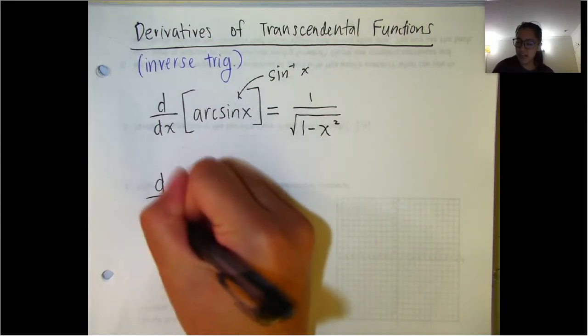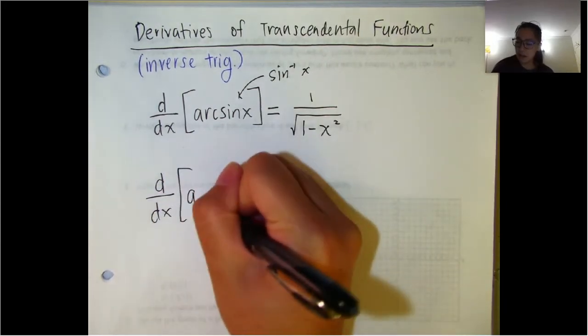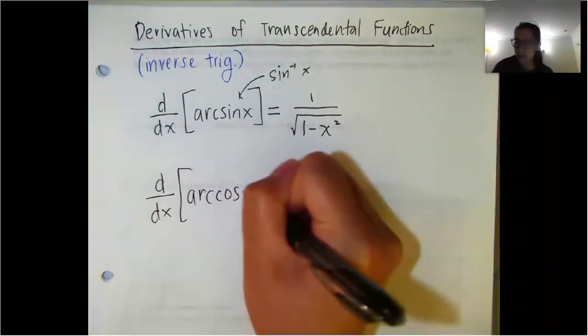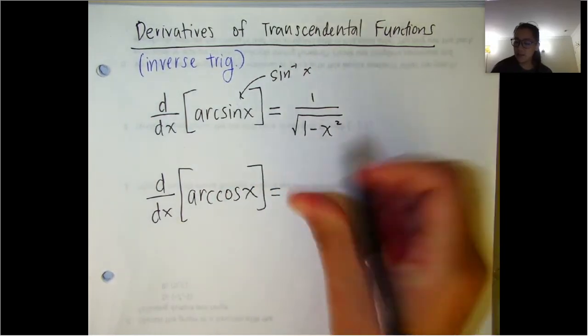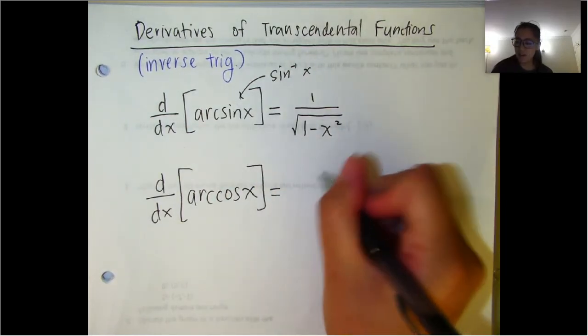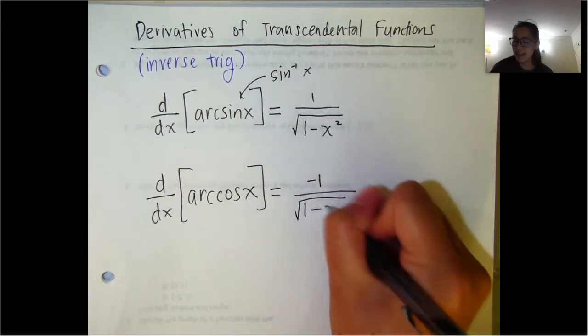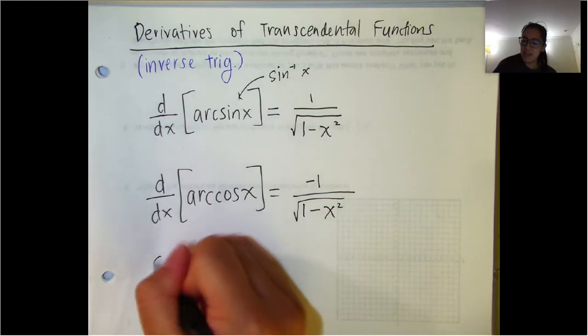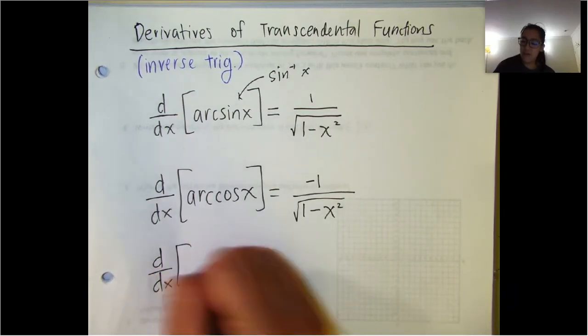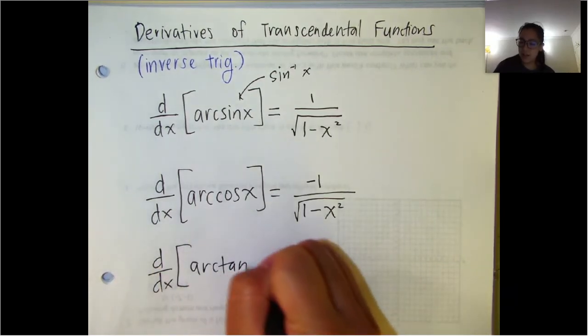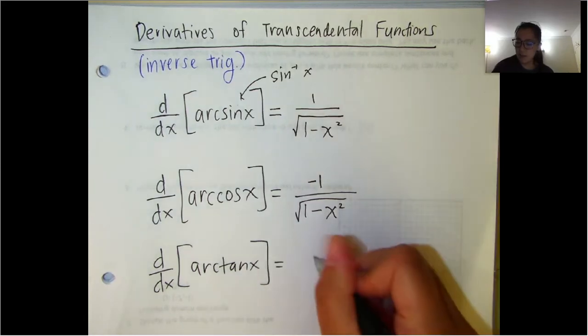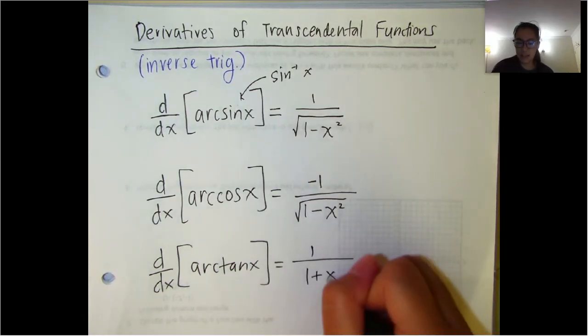And the derivative ddx of arccosine of x is going to be the same thing but negative. So it'll be -1 over square root of 1 minus x squared. And then ddx of arctangent of x, that's going to be 1 over 1 plus x squared.